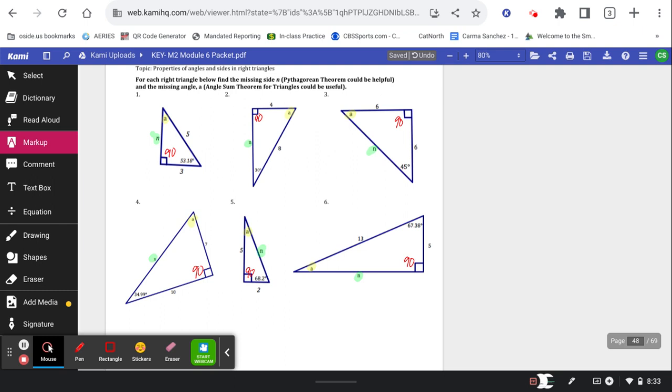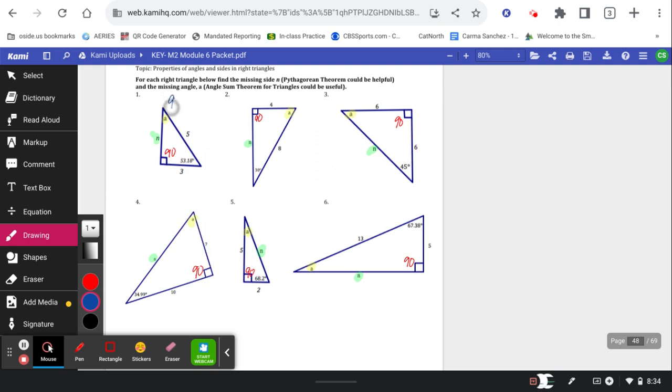This is a skill that we need to find a missing side when given 2 sides, but the notes you just took are to find a missing side when given 1 angle and 1 side. So now you're going to have 2 methods for finding a missing side after today's notes, and you'll practice that more this week. Okay, let's go do the angle first for number 1.